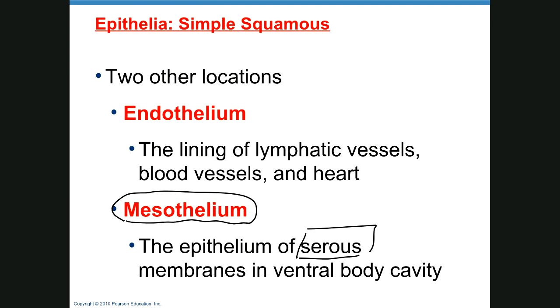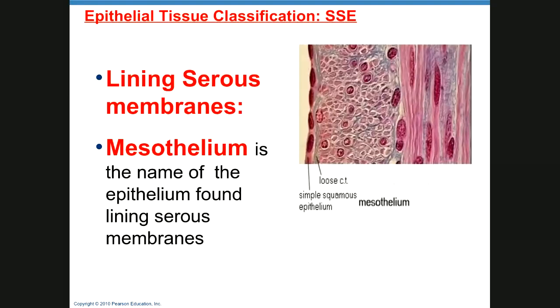These were the double layer membranes that cover the inside of cavities and the outside of organs: the pericardium, the pleura, and the peritoneum. So let me show you what it looks like. This is a serous membrane here, and mesothelium, the simple squamous epithelium that lines the surface of the serosa, is right there. So instead of having to say simple squamous epithelium found lining the serous membranes, you can just say mesothelium.